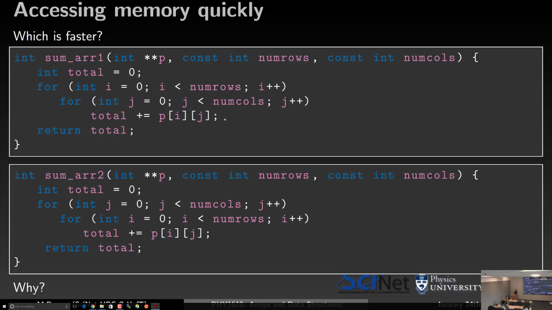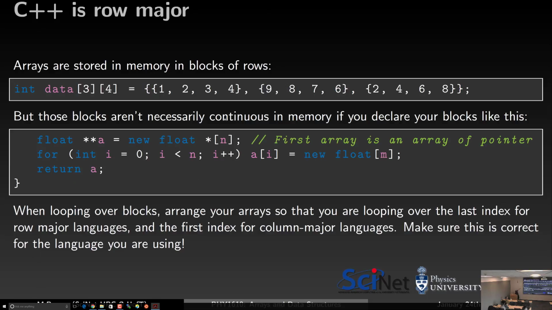Any guesses? Okay, so the idea is right. The faster one is the one that goes in just one stride, and I think it's the second one because of the way it accesses the elements. Remember, C++ is row major, so it stores by rows. The one that accesses element by element along a row is going to hit a straight line in the memory.